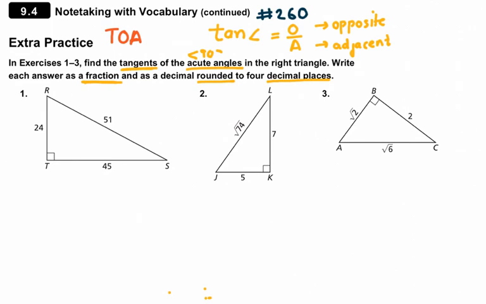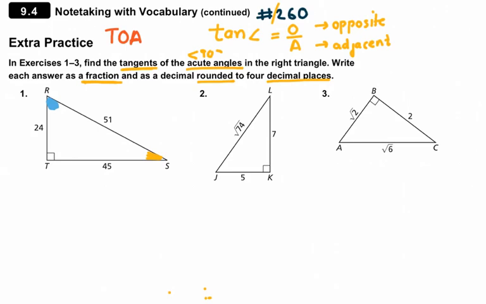So let's start with question number 1. It says find the tangents of the 2 acute angles. So first I will start by finding my acute angles. My first acute angle is this one, and the other acute angle is this one. All right. Now we have to find tangents for each of them.